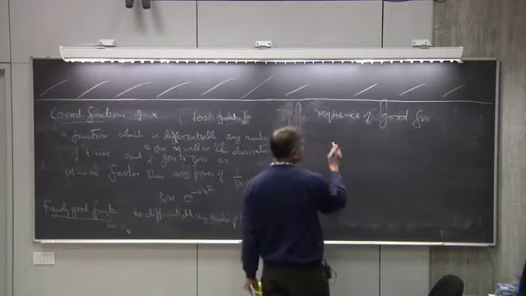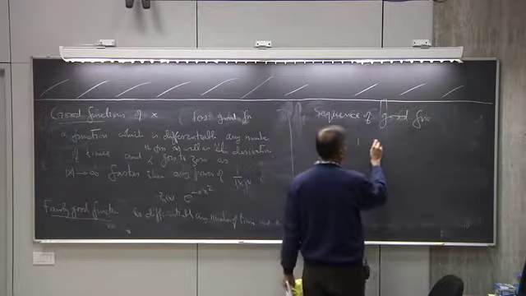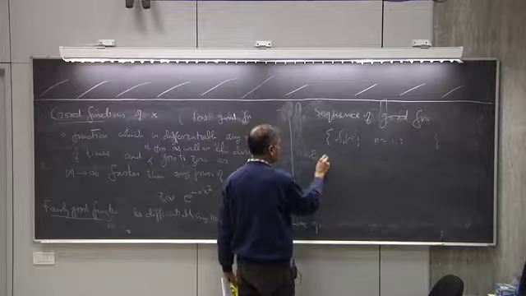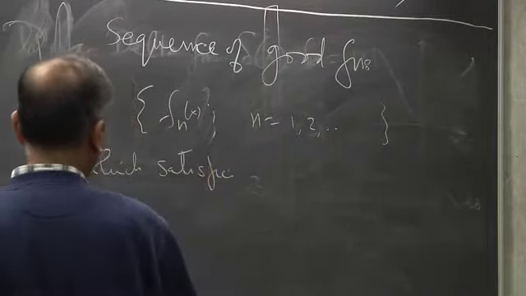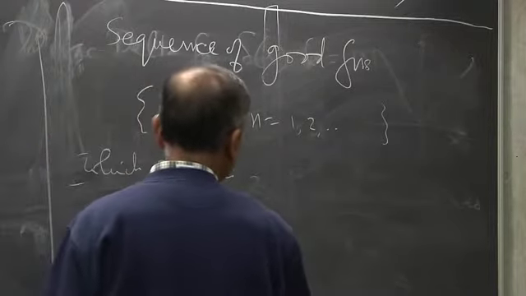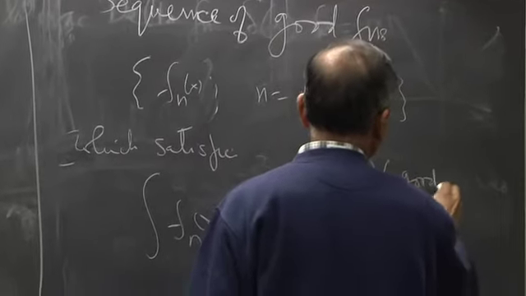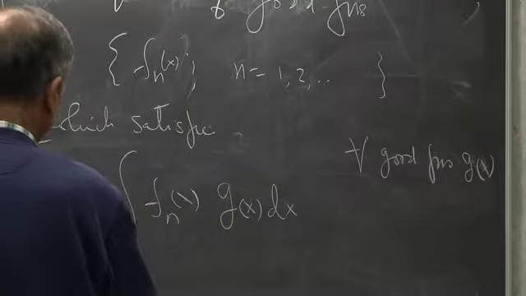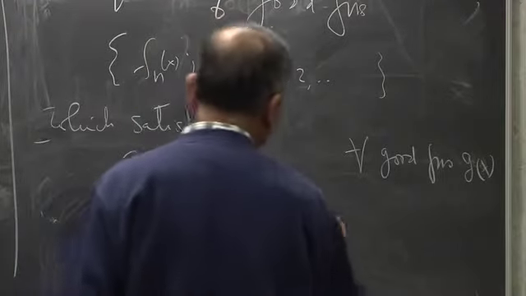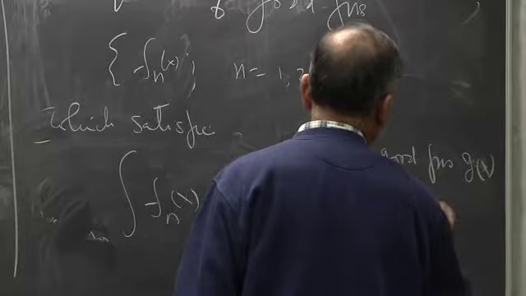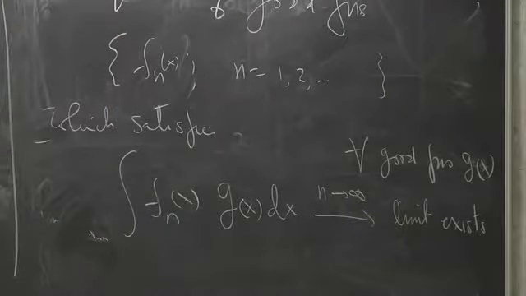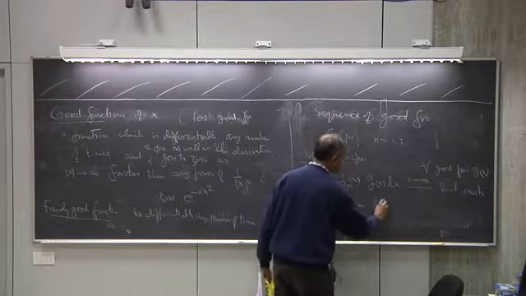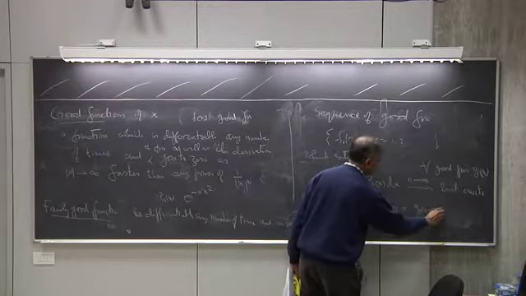Okay, so coming back here, consider a sequence of good functions f_n for n equal to 1, 2, etc., which satisfy the following property: if you take the integral of f_n of x with any good function g of x, and this integral has a limit as n goes to infinity, I mean the limit exists, then this sequence defines a generalized function. I mean, this is the definition of generalized function. Okay?